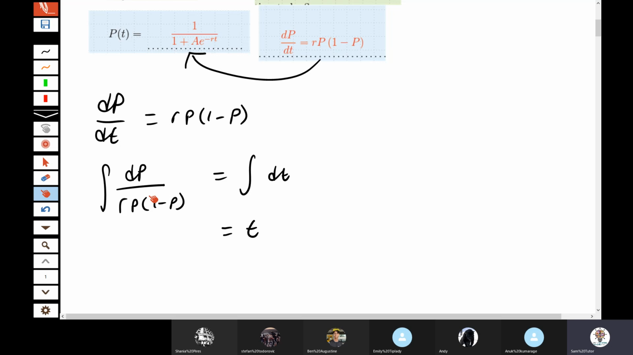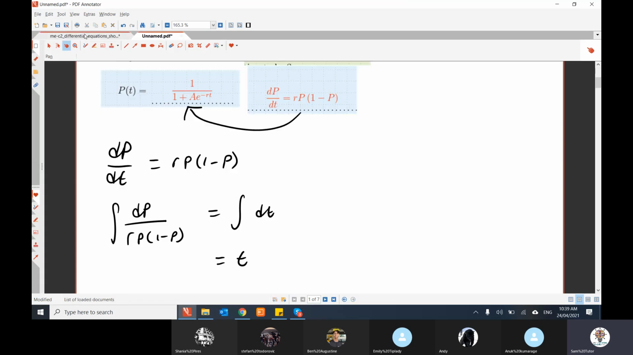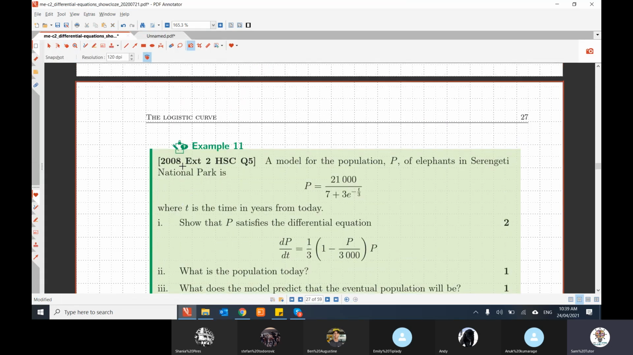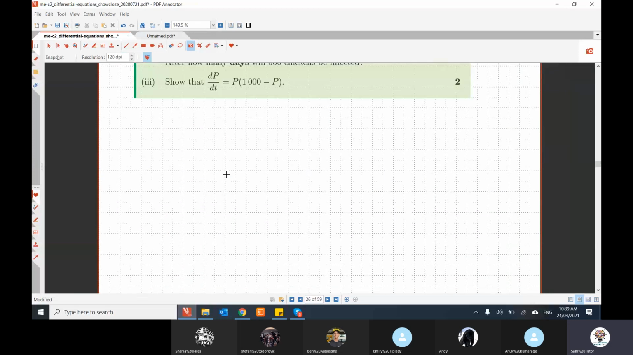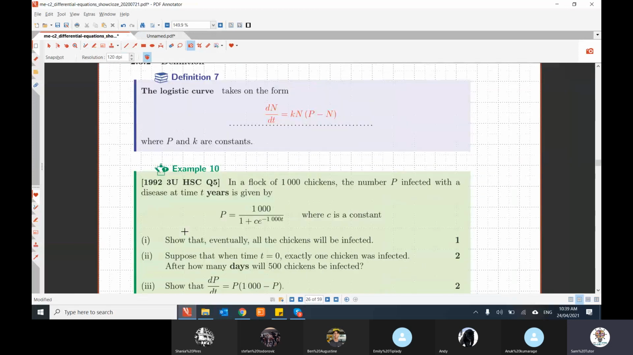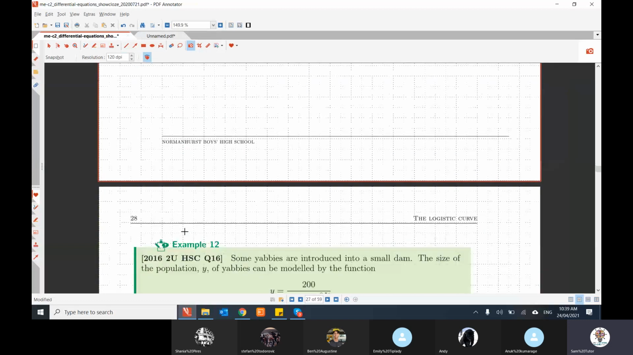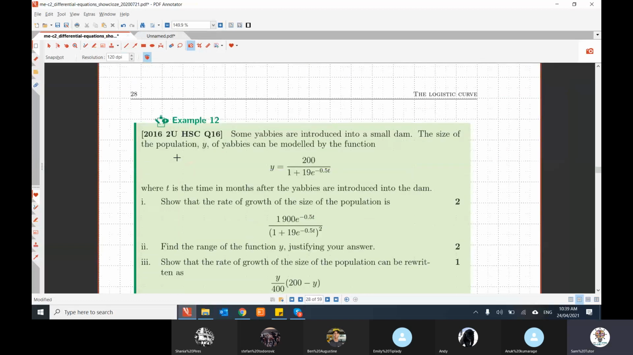The reason why I say that is because, if you look at these, this was 2008 extension 2 HSC, 1992 3-unit HSC, but look at this one, 2016 2-unit HSC, question 16. So even though it's an extension 1 topic that just got released last year, it was asked in 2016 as a 2-unit question. But it's question 16, which means high band 6, closest state rank. So you've either been exposed to it and able to do it, or you've never been exposed to it and you won't be able to do it.